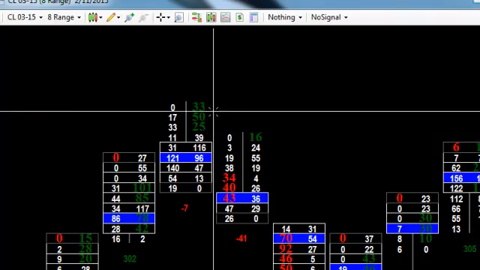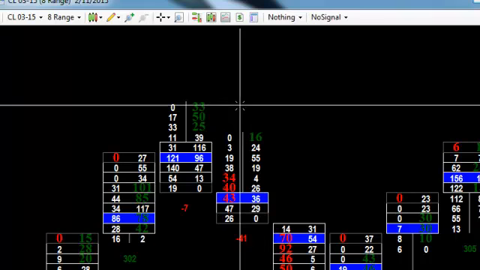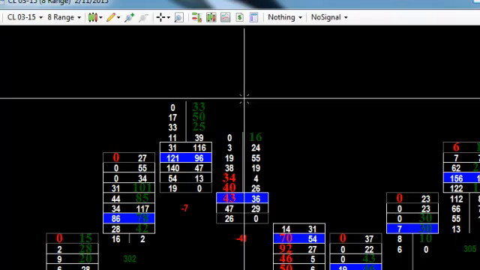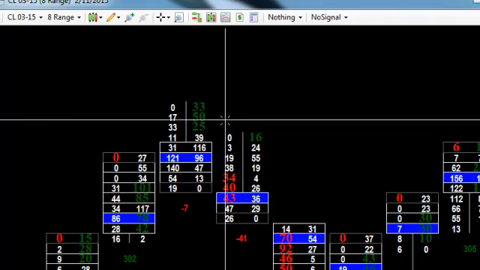And I don't know if you can hear that doorbell going off, but I have no idea why that's going off in NinjaTrader. I have no alerts set at all, and it's been doing it for months now.